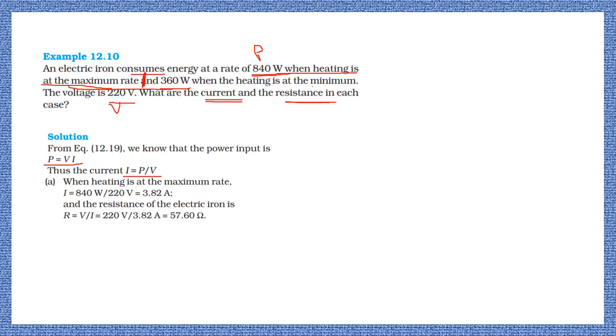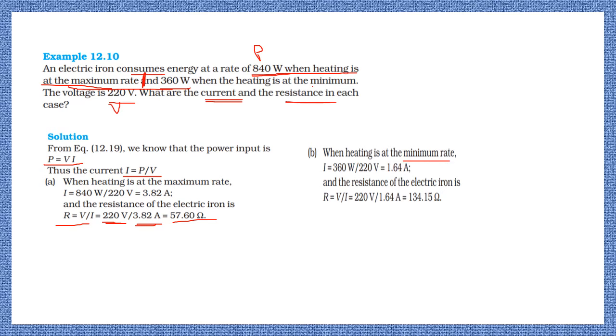Okay. Now you have I, you have V. You can find R. R is equal to V upon I, 220 upon 3.82 ampere, and 220 volt upon 3.82 ampere is equal to, this is the answer, 57.60 ohm. Now in the second case, when the heating is at minimum rate, so P is equal to 360 and the voltage is the same. So 360 upon 220 is equal to 1.64 ampere. Now I you have and V you have, you can find the value of R. R is equal to V upon I. So that is clear.